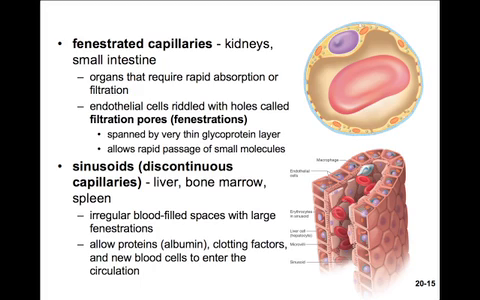Sinusoids are discontinuous capillaries. They're sort of a dead end. We find them in the liver, bone marrow, and the spleen. They're irregular blood-filled spaces with large fenestrations. This allows proteins such as albumin and clotting factors and new blood cells to enter circulation. We'll examine each of these types of capillaries as we move throughout the semester and investigate various organ systems.